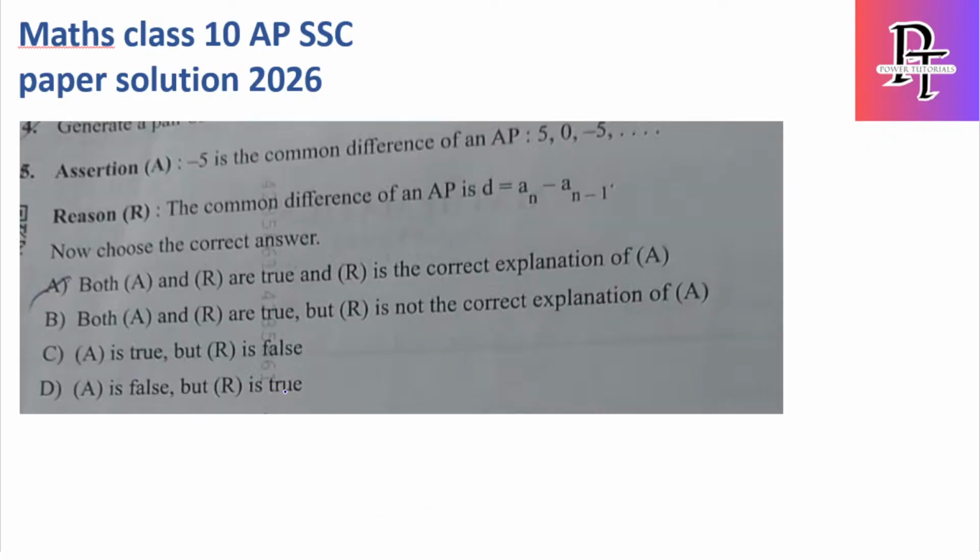Fifth one is an assertion-reason question. So we have to first understand whether both are true or false, and then we need to also check whether it is a proper reason for that particular statement. So minus 5 is the common difference for the AP. So what is the common difference? It is nothing but the difference between any two consecutive terms. So here 5 and 0 are mentioned. So 0 minus 5 is minus 5, minus 5 minus 0 is minus 5. So hence A is correct. The common difference of an AP is a(n) minus a(n minus 1). This is also correct. Hence both are correct, and it is a proper reason or proper explanation for that statement.